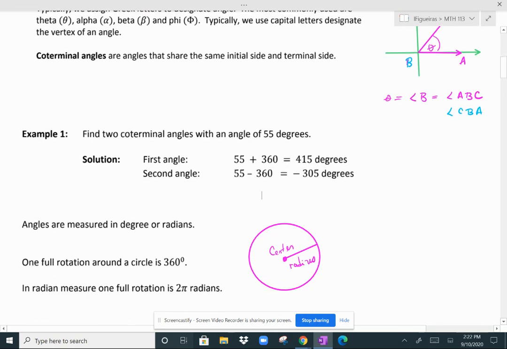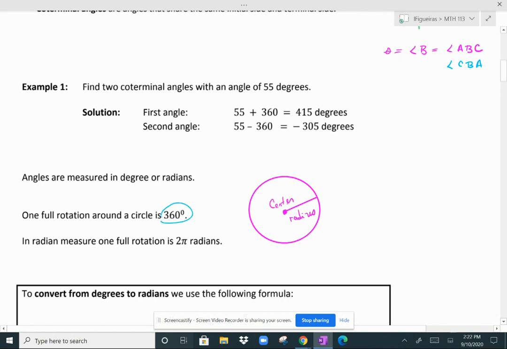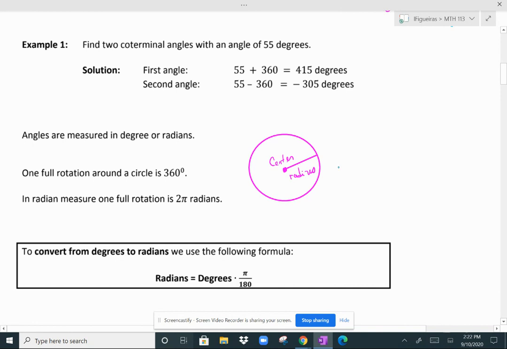So angles can be measured in degrees or radians. As I mentioned, one full rotation is 360 degrees, but in radian measure, it corresponds to 2 pi radians. So 2 pi radians would represent one full rotation around a circle. Remember, a circle has a center and a radius, and the radius is the distance from the center to any point on the circle, and that radius would be the same value all throughout. So it is symmetric all throughout.